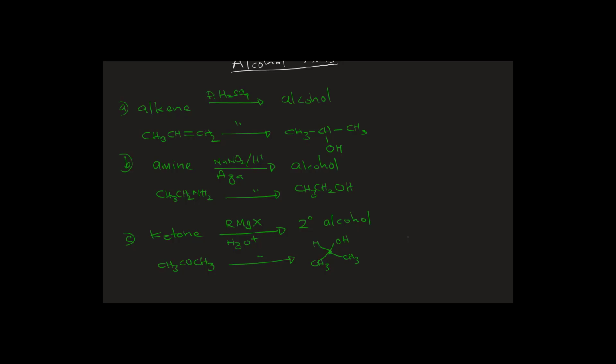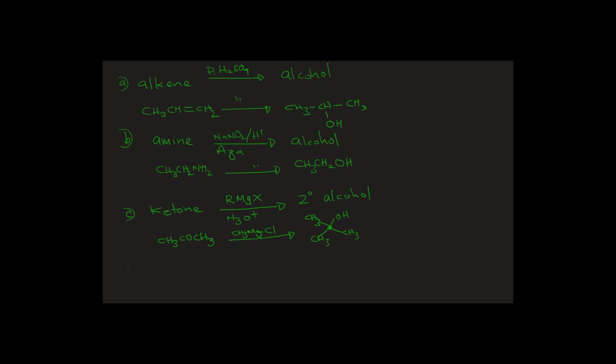This should be CH3, right? So tertiary butyl alcohol. That's what we will get. So when you use the CH3MgCl, there's always a hydrolysis step after Grignard reactions, right? If you learned about Grignard reactions, okay.